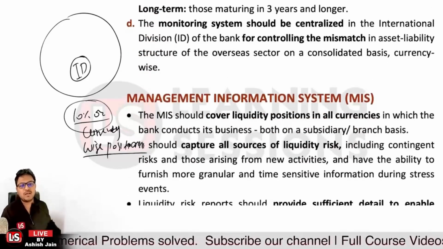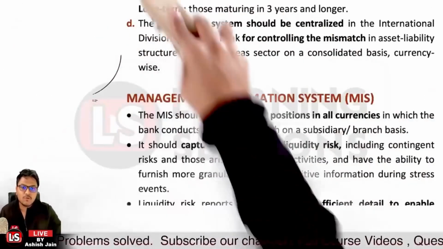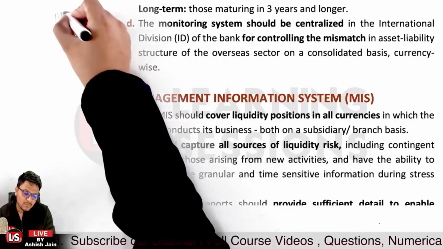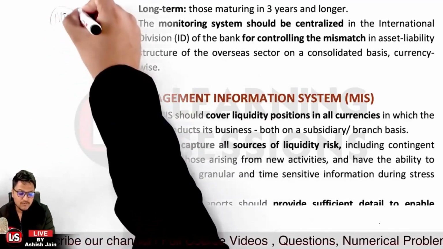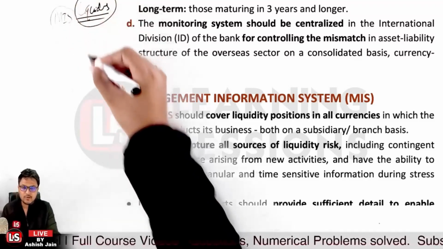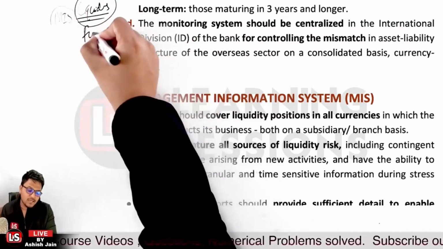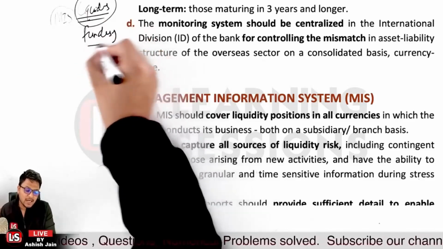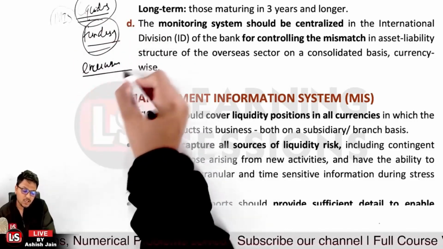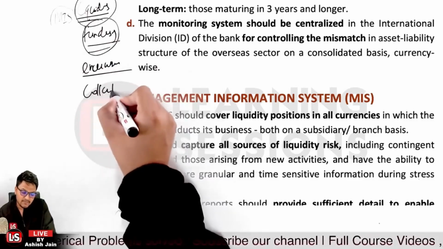Further, it's related to the management information system. Now, what is the management information system? The MIS is related to information so that it can be provided at different levels. First of all, we have the position related to liquidity: what the liquidity level is, what different types of liquidity levels are to be maintained, what the different funding positions are, and the different encumbered assets, or collaterals, that we have right now.